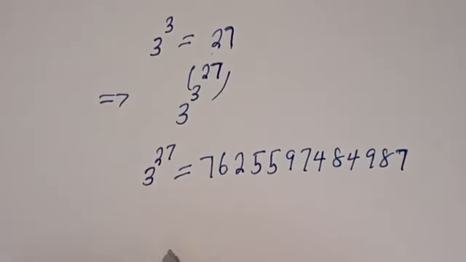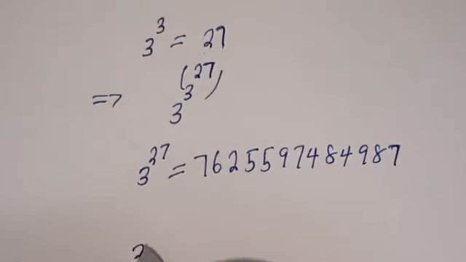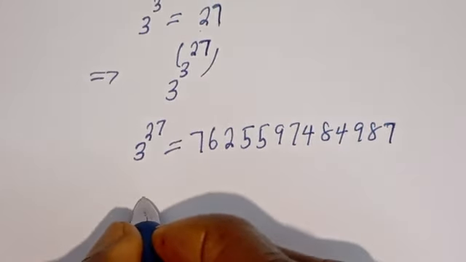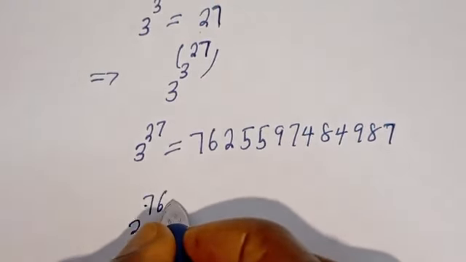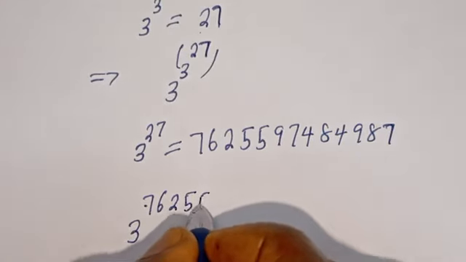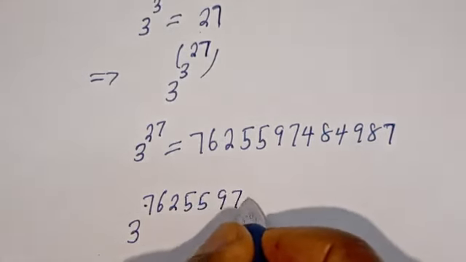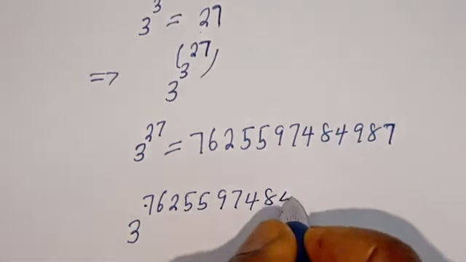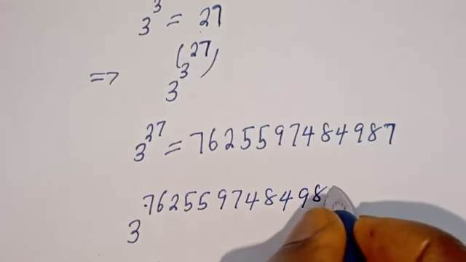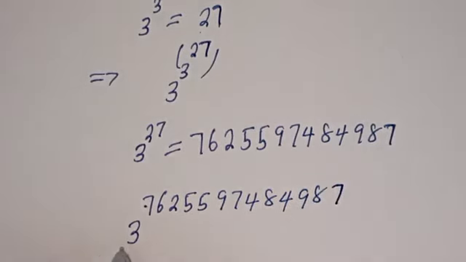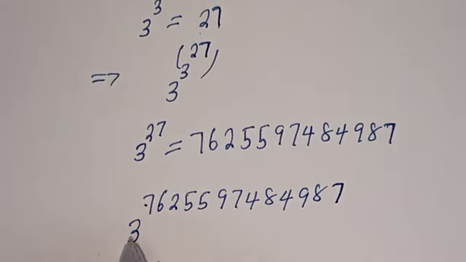Now the last part is we have 3 to the power of 7,625,597,484,987. Now to compute this, you will discover that your calculator will not even take this.